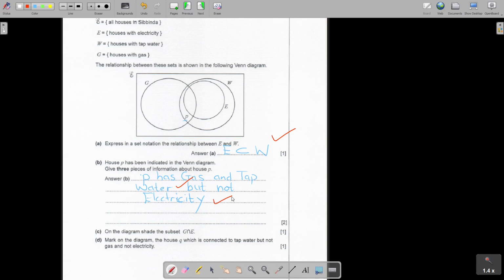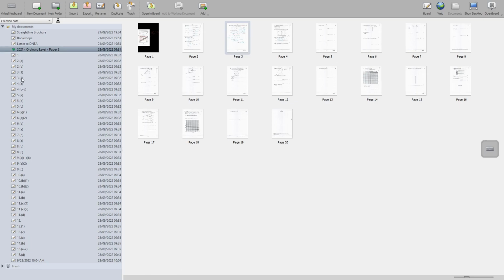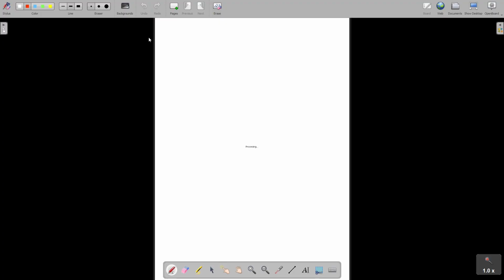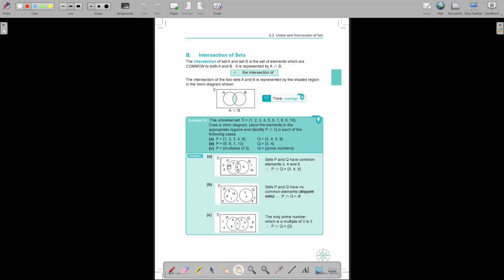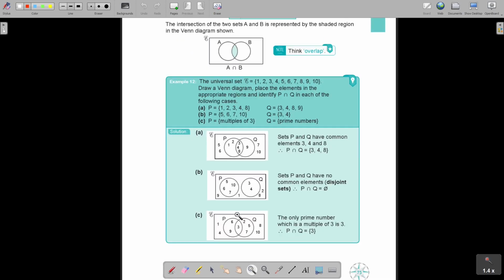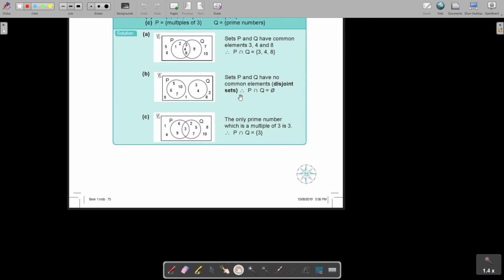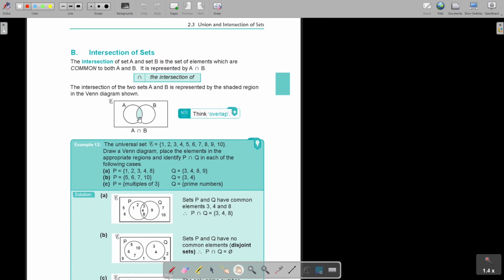Okay. Now, on the diagram, shade the subset G intersection with E. Now, I just want to show you that intersection. So we're going to the textbook and we are going to question number 4, and it's that one. Just showing you that one quickly. Okay, intersection. Do you see there? And I'm on page 75 in the textbook. And do you see that the overlapping part is the intersection there.